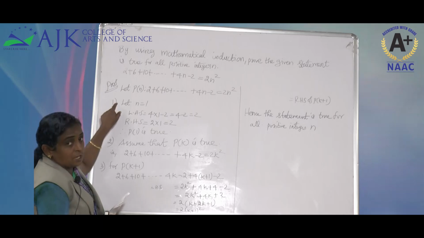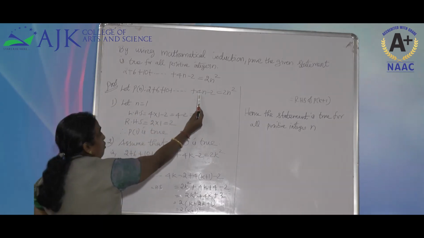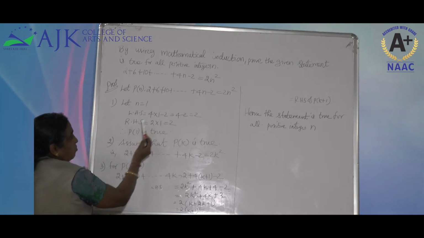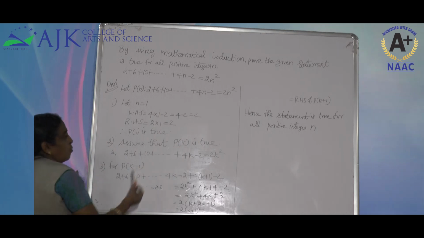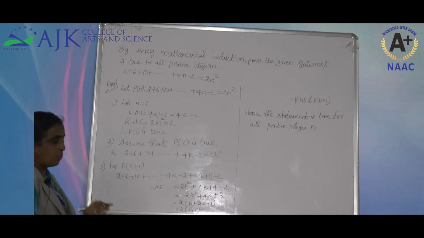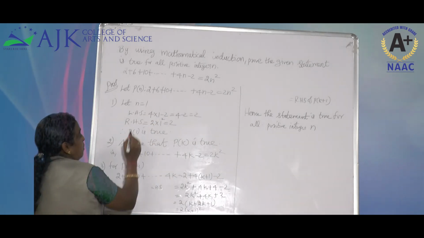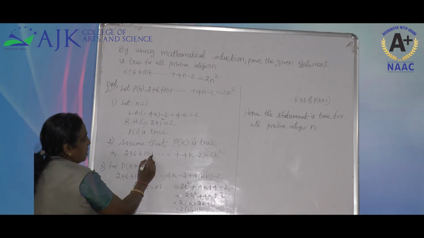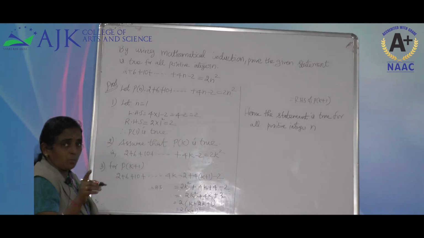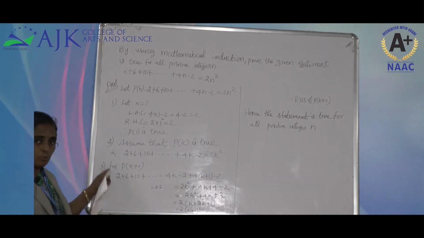First step is let n equal to 1. LHS equal to 4 into 1 minus 2 equal to 2. RHS, 2 into 1 square, that is 2. Therefore, P of 1 is true. Next step, assume that P of k is true. Then we have to put 2 plus 6 plus 10 plus etc. plus 4k minus 2. Instead of n, you have to put k. Then equal to 2k square. Okay, we have to assume that.